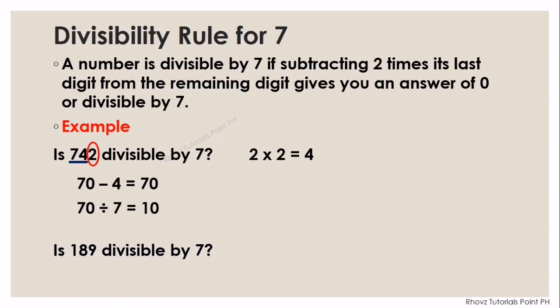Another example is 189. So, yung last digit, i-multiply natin ng 2. So, yung last digit niya is 9, times 2 equals 18. And then, subtract from the remaining digits, which is 18. So, 18 minus 18 is 0. Sabi niya rin sa rule na kapag binigyan ka niya ng answer na 0, ito ay divisible by 7. So, 189 is divisible by 7.